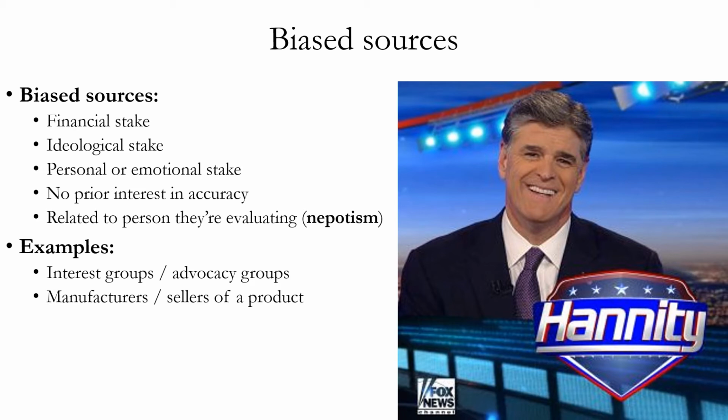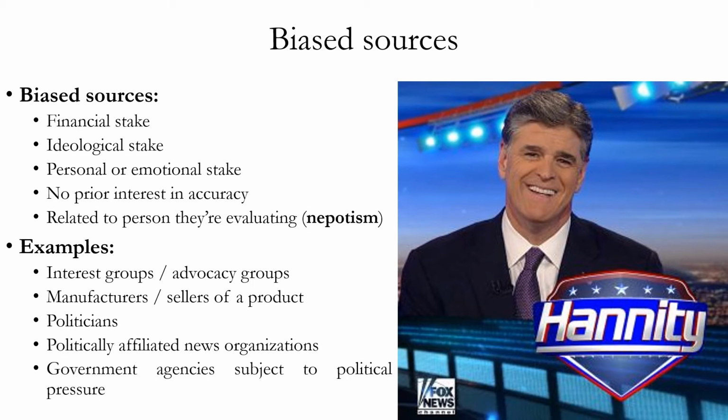Manufacturers or sellers of a product, politicians, politically affiliated news organizations, and government agencies that are subject to political pressure. So this really varies from government to government and from agency to agency. So for example, in the United States, the central bank, the Fed, is traditionally relatively independent of political oversight, whereas other government agencies can be more subject to direct political pressure. It also varies from presidential administration to administration how much pressure the president is putting on any particular agency.